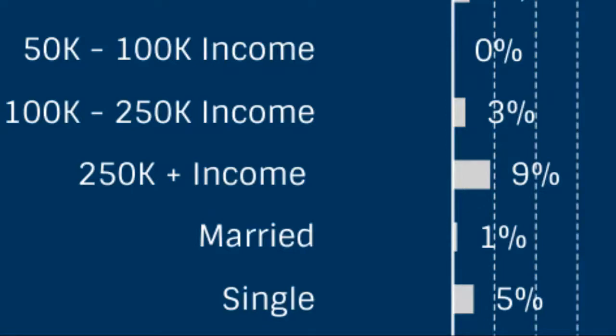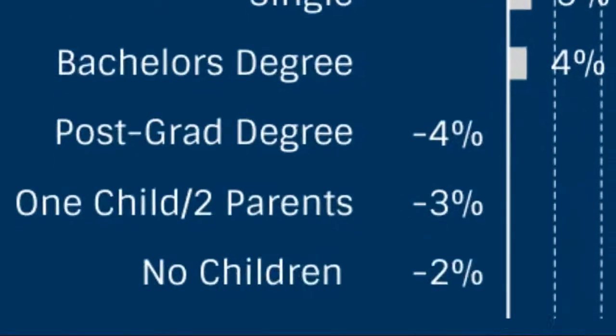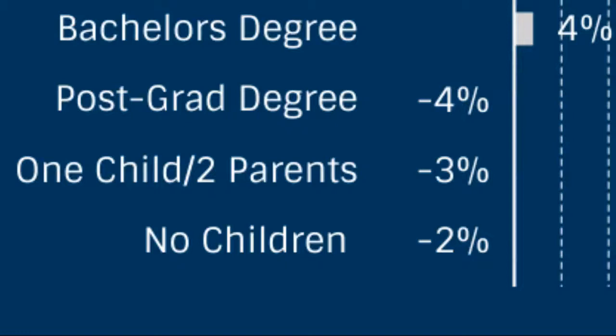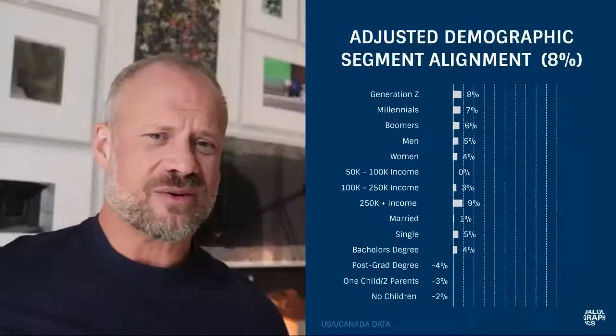Look at that, we get down to 0% if you're talking to people who earn between $50,000 and $100,000 a year. And in fact, we get into negative numbers for some of the demographic labels that we rely on to try and understand who our target audience is and what it is they're all about.